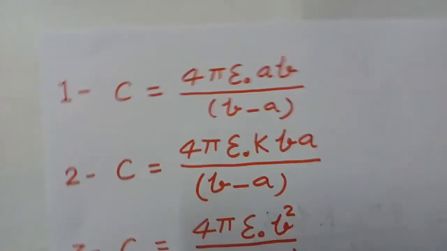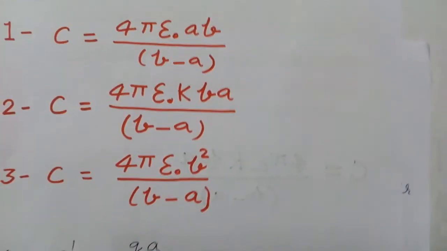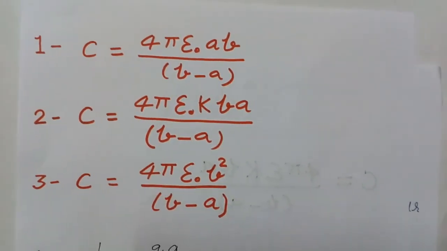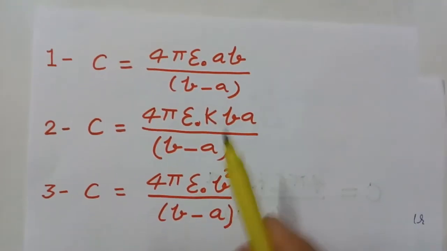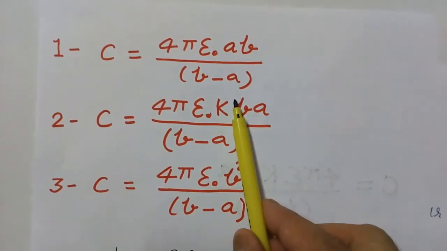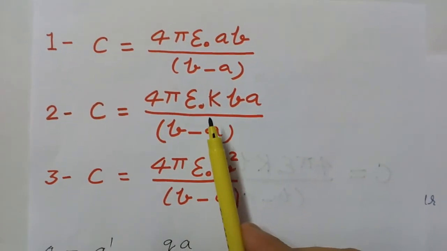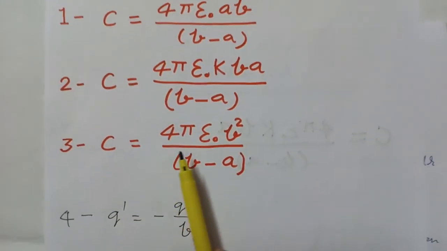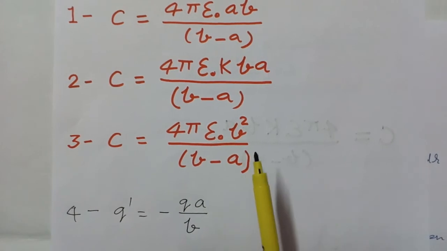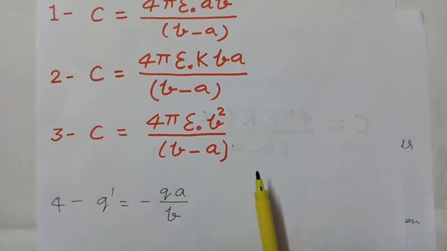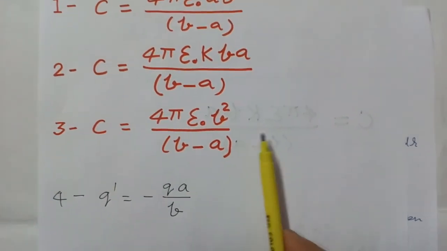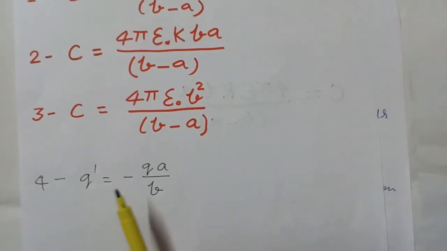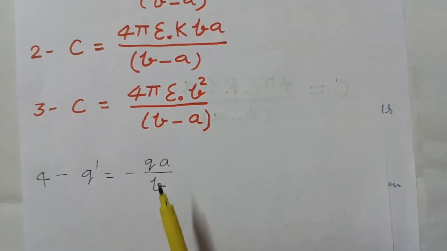Here are the formulas. First, C is equal to 4 pi epsilon naught AB upon B minus A. Second, C is equal to 4 pi epsilon naught KBA upon B minus A. And third, C is equal to 4 pi epsilon naught B square upon B minus A when the inner sphere is connected to earth and the outer sphere is given charge. And this is the charge on the inner sphere: q dash is equal to minus q into a upon b.